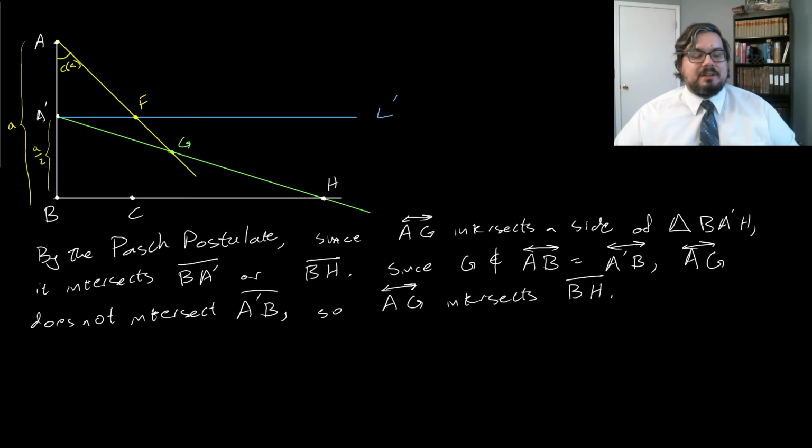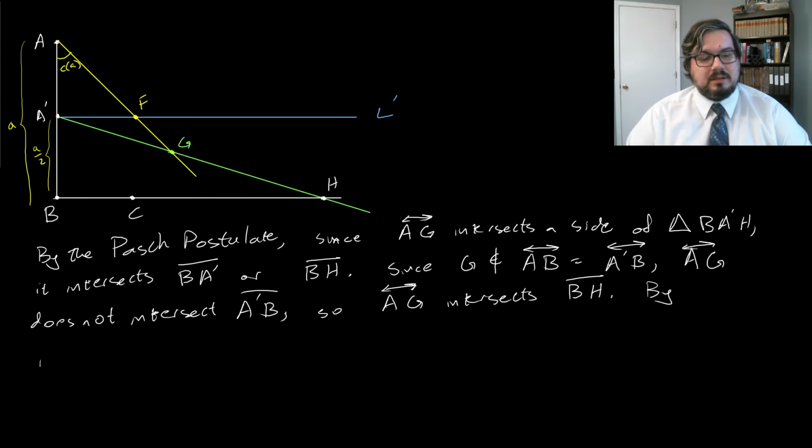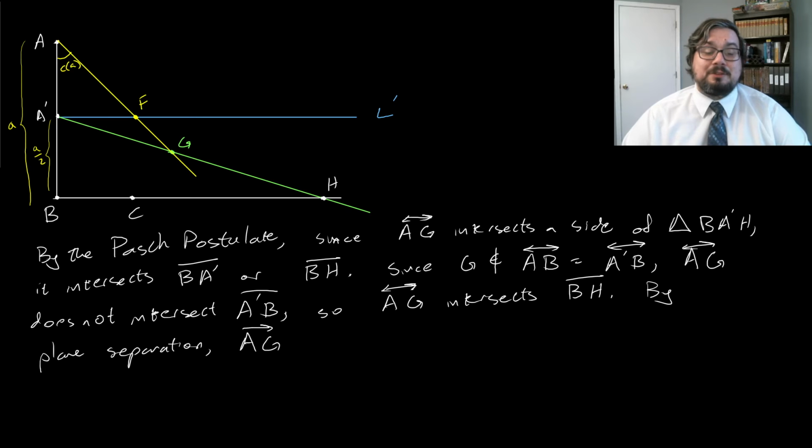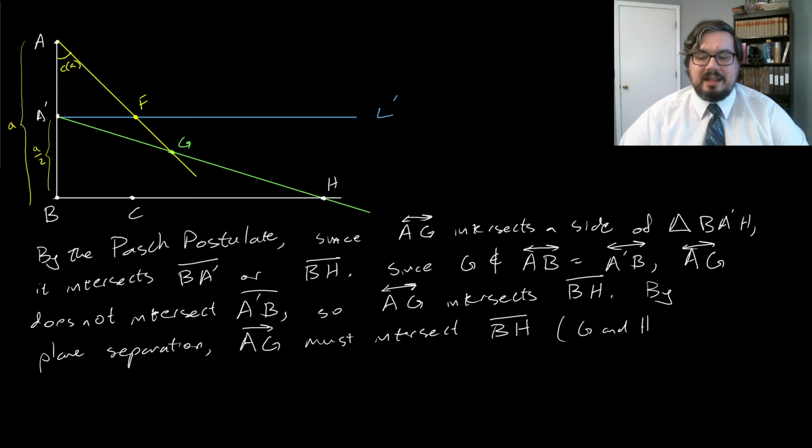Now we can use a plane separation argument to show that, by plane separation, this means in fact that the ray AG must intersect the segment BH. This is basically since G and H are on the same side of the line AB. But this is a contradiction.